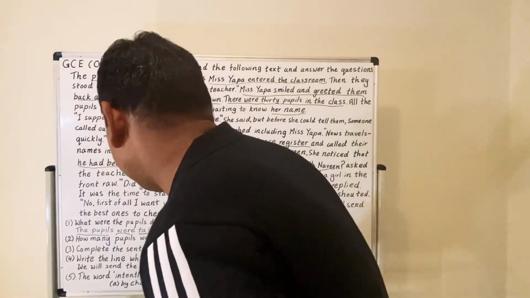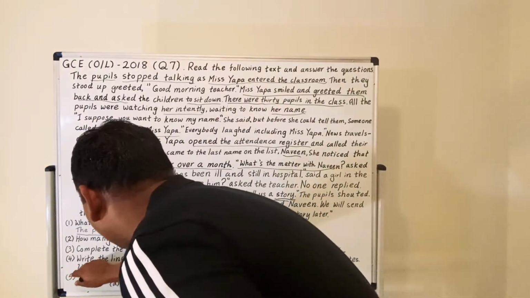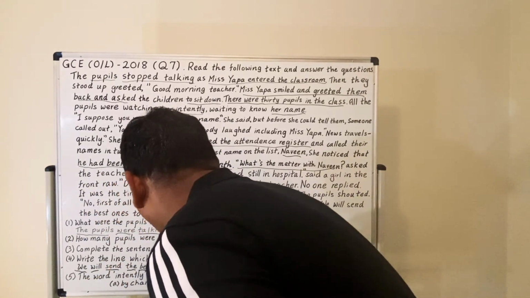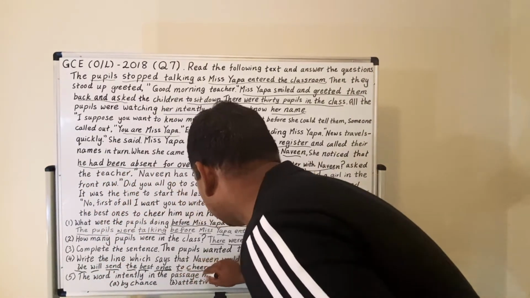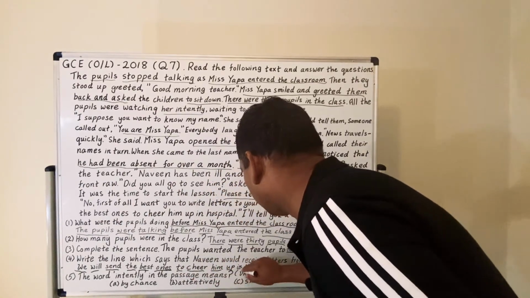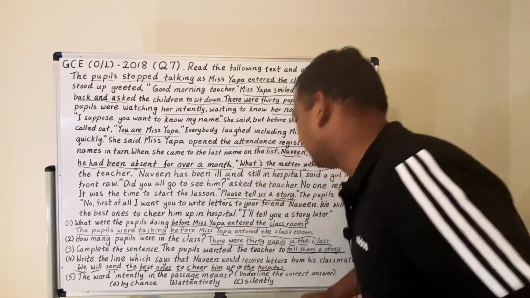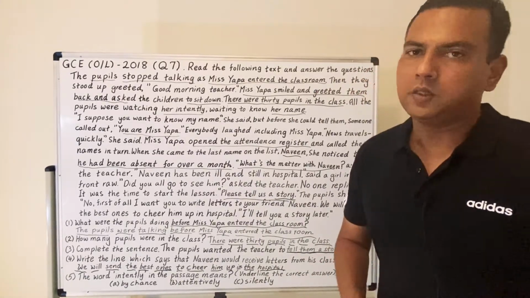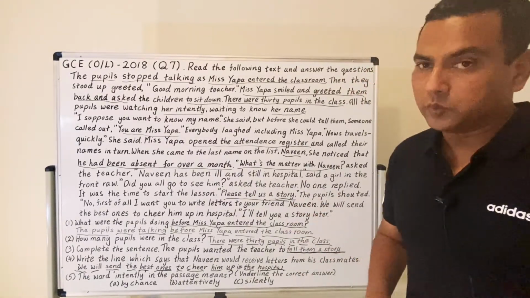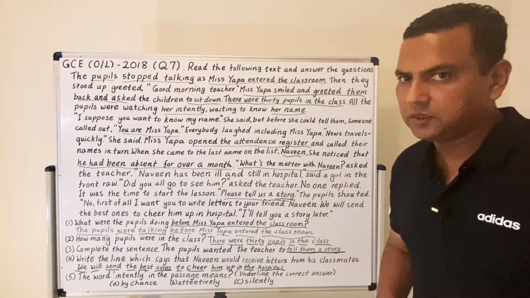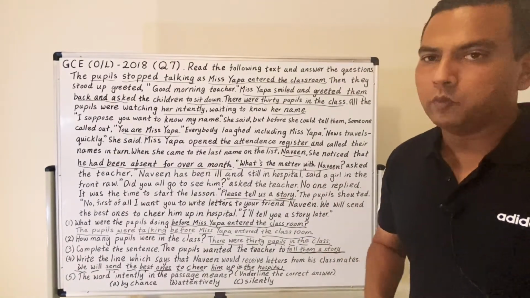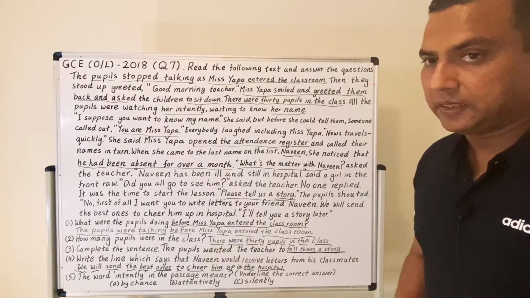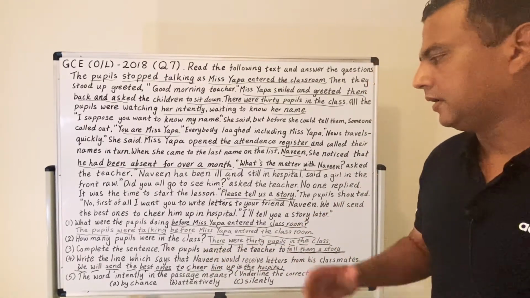So as you can see here, I just wrote, we will send the best ones to cheer him up in the hospital. So what it says is basically, since Naveen was in the hospital, this is the sentence which says he is going to get the letters, which probably would wish him a speedy recovery. And this is the sentence which indicates that.